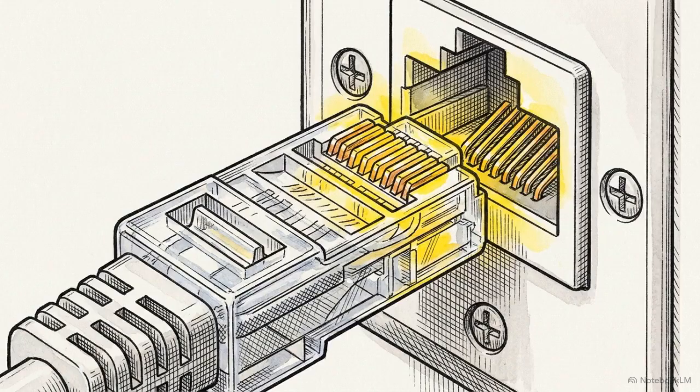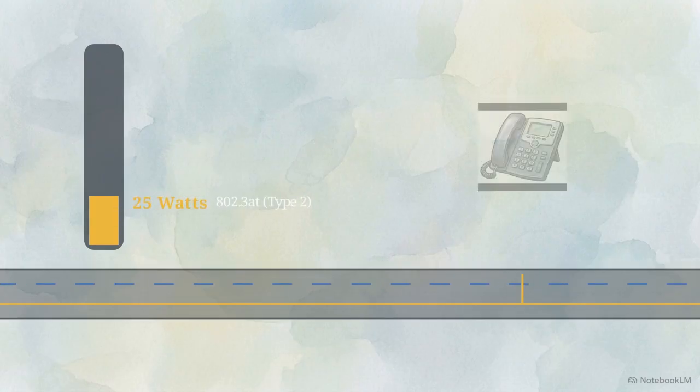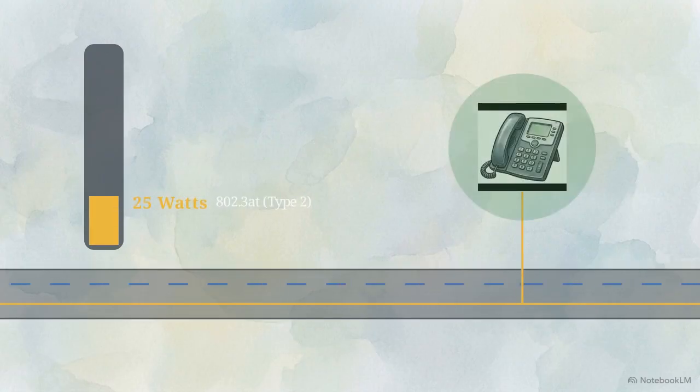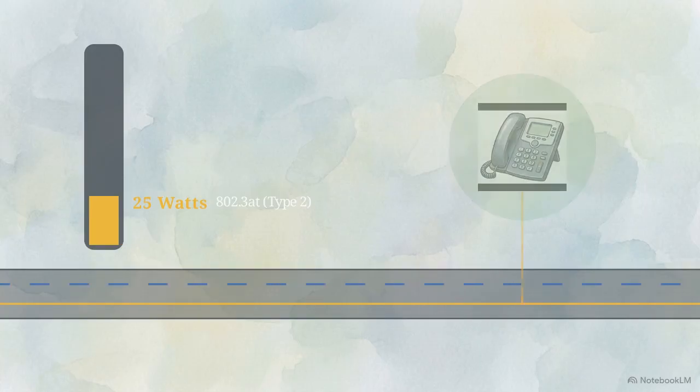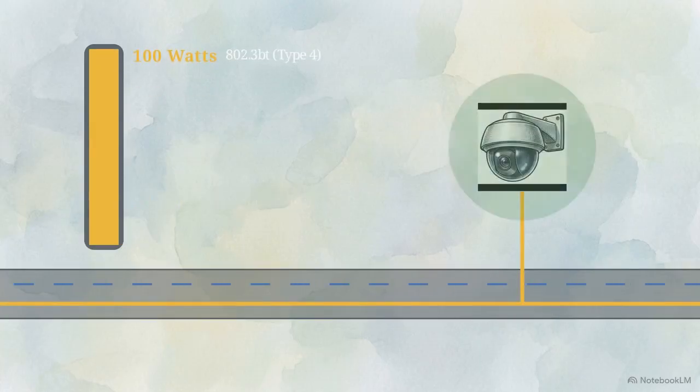Modern access switches also provide a critical secondary feature: power over Ethernet, or PoE. This sends electrical power over the exact same copper cable that carries the data. Different devices require different power standards. The 802.3 AT standard, known as Type 2, delivers up to 25 watts, perfect for a desktop VoIP phone. But heavy mechanical devices, like a motorized pan-tilt-zoom security camera, require the 802.3 BT standard, which can push up to 100 watts over the line.